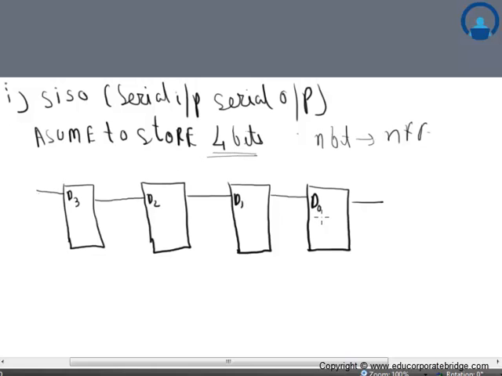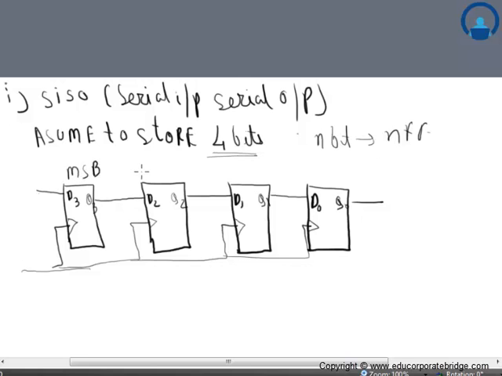That is flip-flop number 0, 1, 2, 3. This is Q3, this is Q2, this is Q1, this is Q0. The clocks are applied externally to the circuit. These are positive edge triggered clock pulses, as we can see. Let us say this is the MSB, the most significant bit, and this is the LSB, the least significant bit.